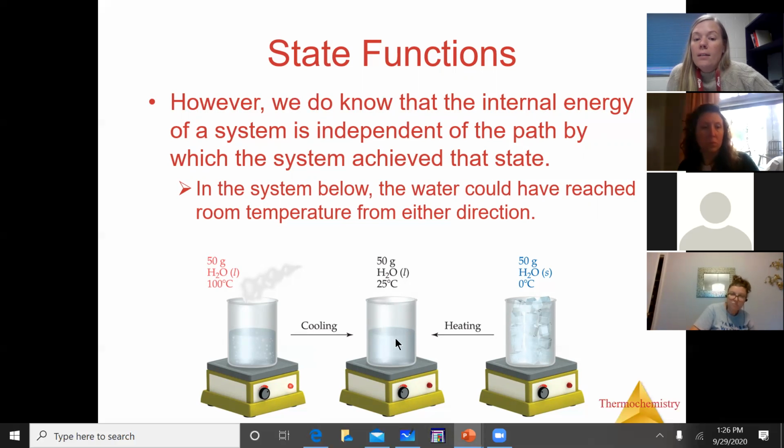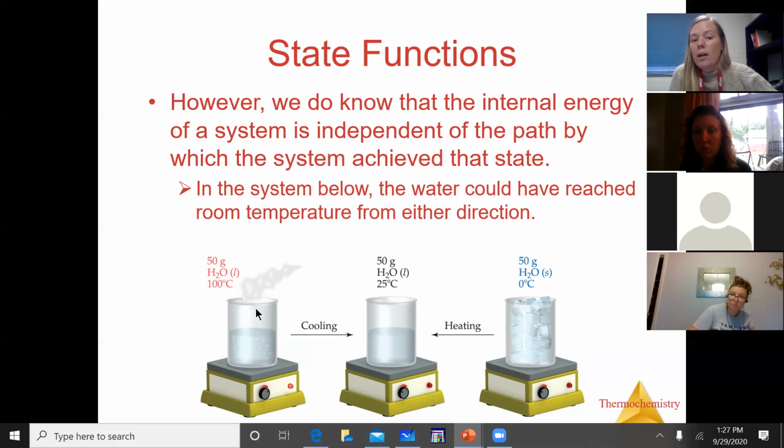So if I started with a 50-gram sample of water at 100 degrees Celsius, and I cooled it down to 50 grams at 25 degrees Celsius, this state is going to be the exact same as if I had freezing cold ice cubes, 50 grams of it at 0 degrees, and I raised the temperature. The path at which you enter this doesn't matter. That is what classifies it as a state function. Could have reached it from any direction.